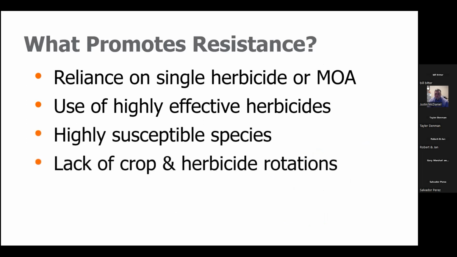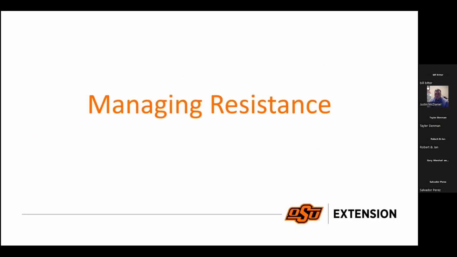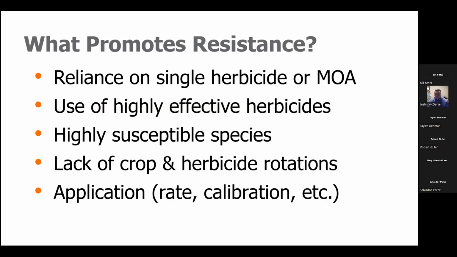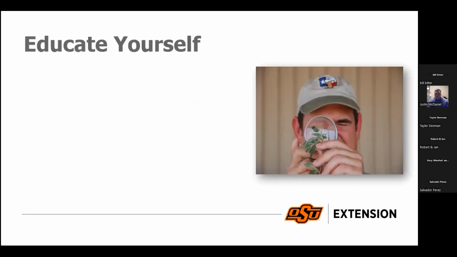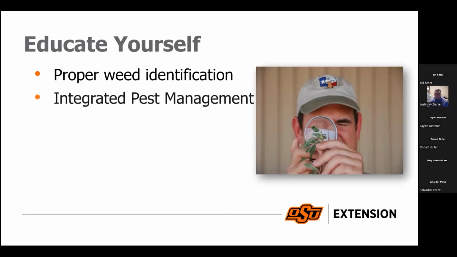So another thing I wanted to talk about is the importance of application in preventing herbicide resistance. I think I had this slide in here double. So basically, when it comes to managing herbicide resistance, make sure you educate yourself. Like I said before, make sure you're able to properly identify the weeds, so you use the appropriate herbicides or other pest management strategies to help control that specific type of weed.